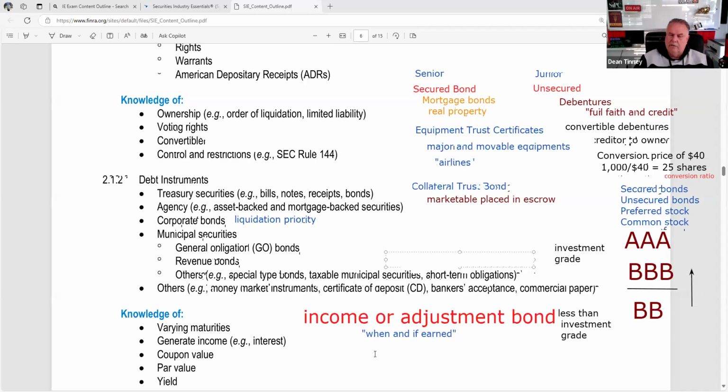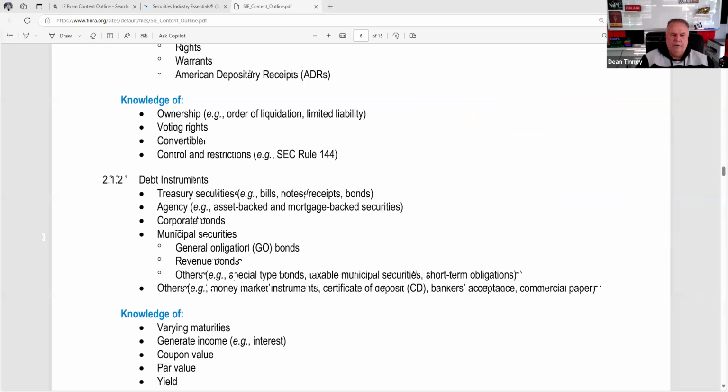So these are used in bankruptcies and restructurings. And the test question is they only pay interest when, if earned. And what we mean by that is you're not getting paid semi-annually. There's no calculation of accrued interest. So kind of a funky one. All right, so those are all the various types of corporate bonds we have. So we've talked about types of Treasury securities. We've talked about types of corporate bonds.